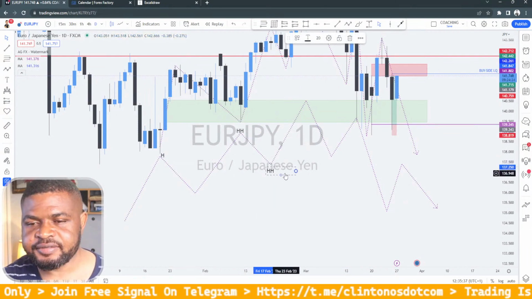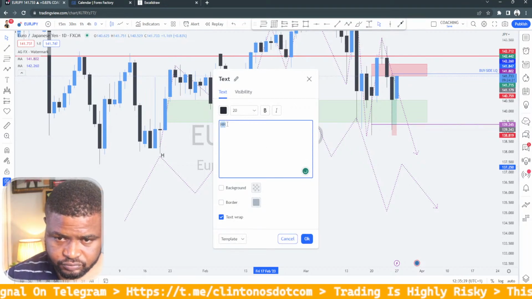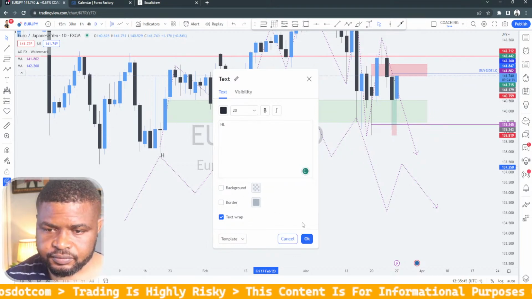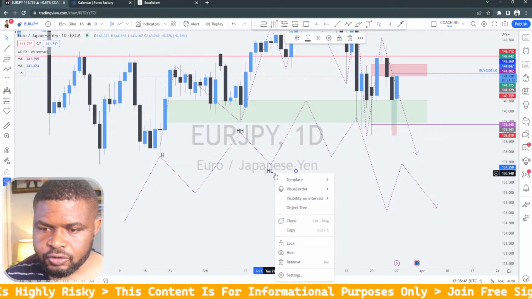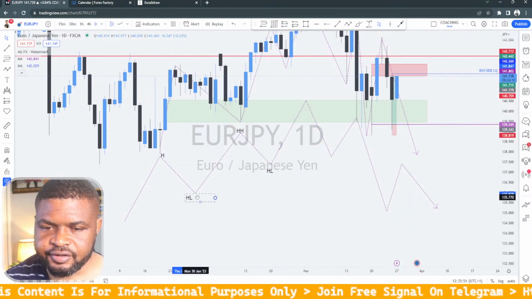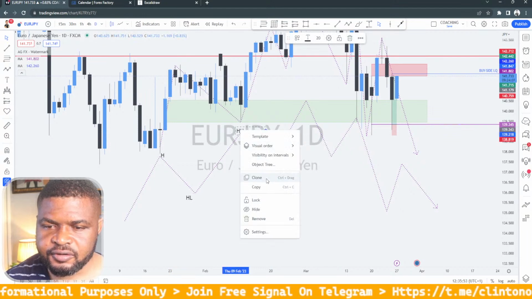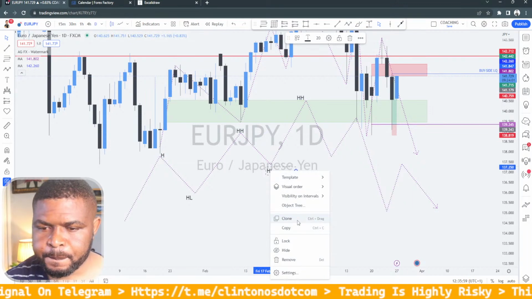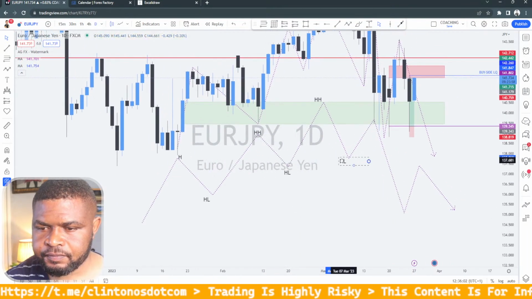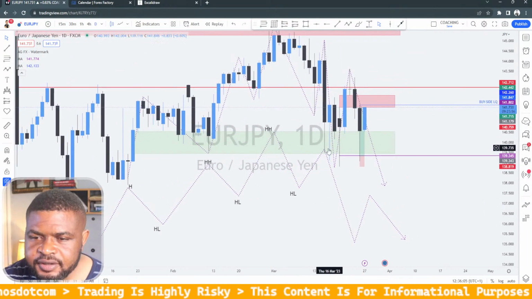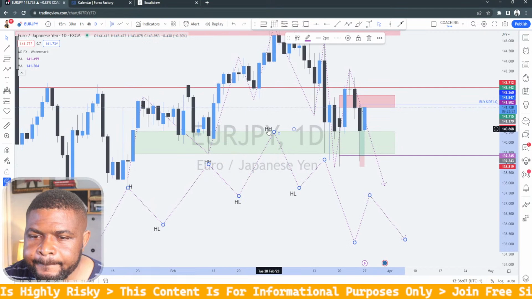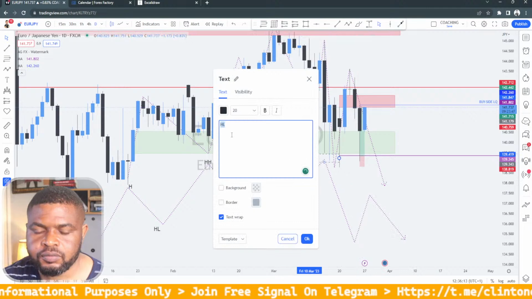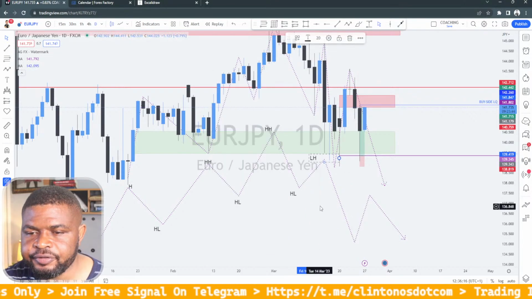This higher low, right? Can just copy this. Right. Then right there we have the opposite, right?